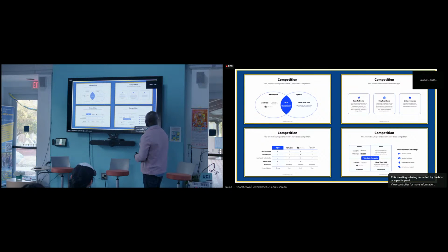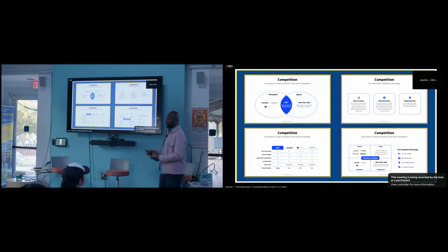The one that I don't like very much is the quadrant, but it's still useful in many different ways depending on your business model. But the one way to look at it is our product is unique and doesn't have direct competitors. It has many different people and they fall into these different quadrants, right? No true direct, but many different fragmented offerings, right?